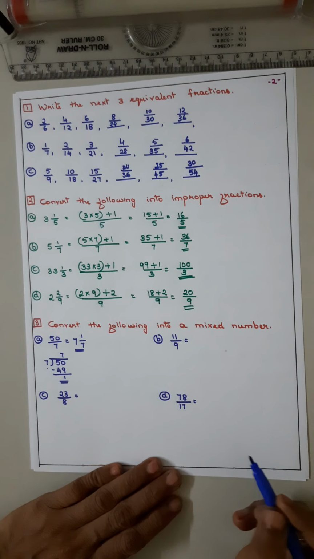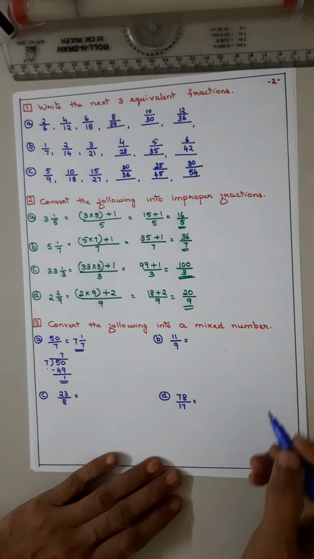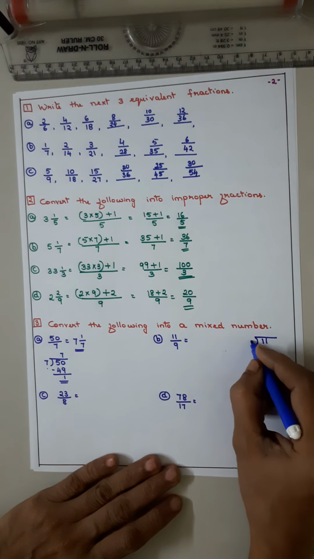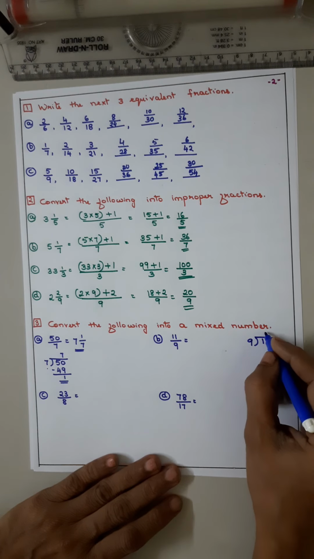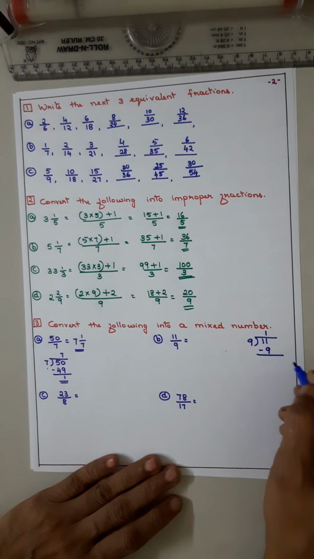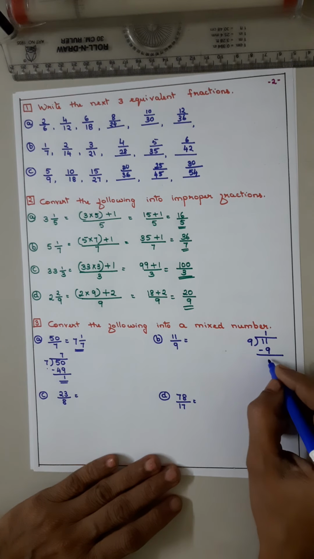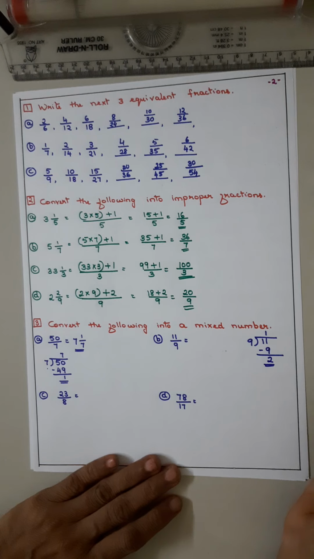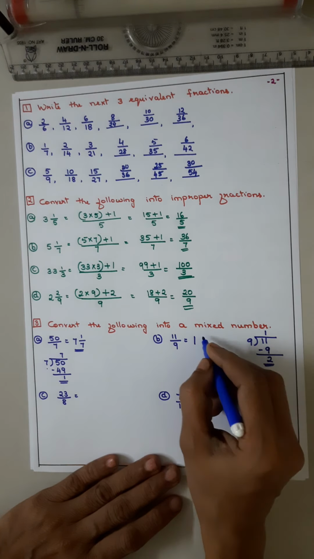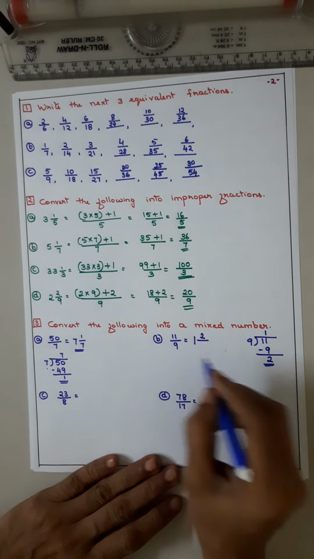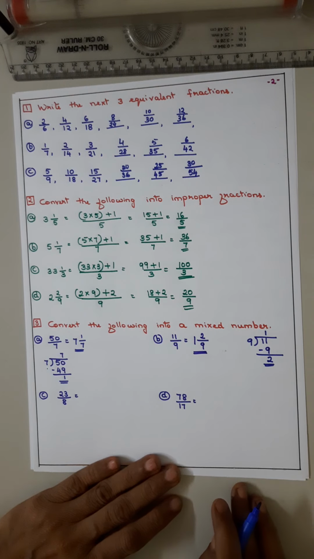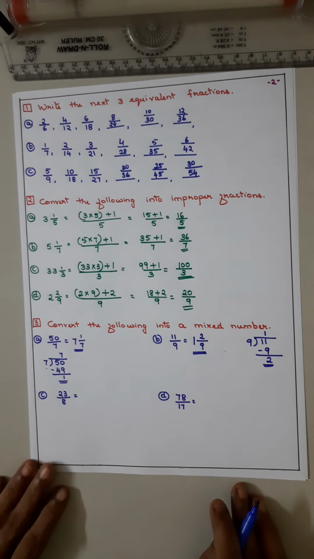Let us see. So 11 by 9. 9 ones are 9. How much remained? 11 minus 9 is 2. So what is the quotient? 1. What is the remainder? 2. In the denominator, that is the divisor, 9. So the answer is 1 2/9.